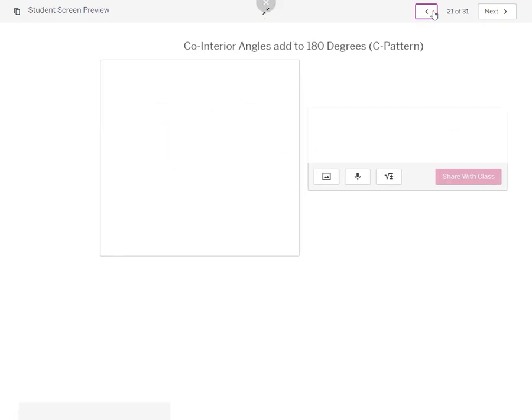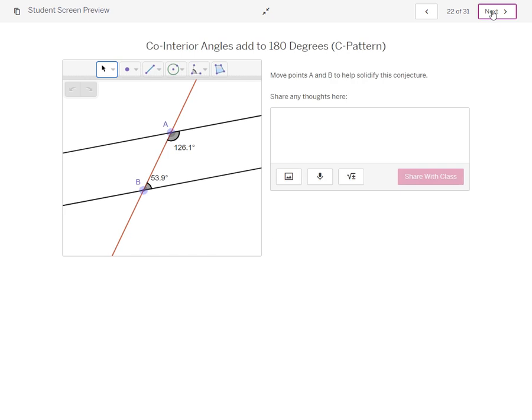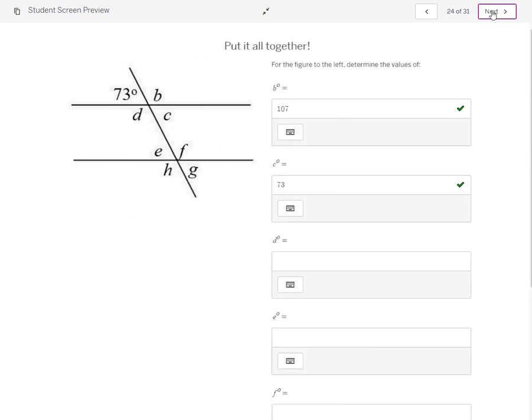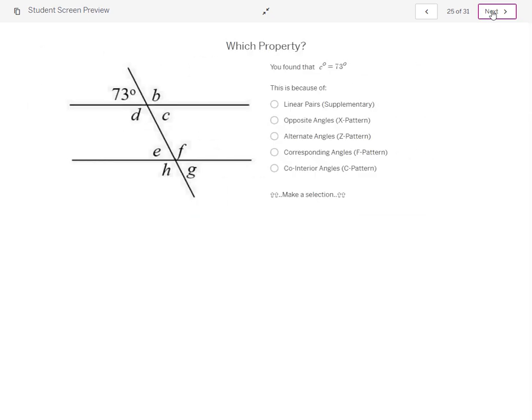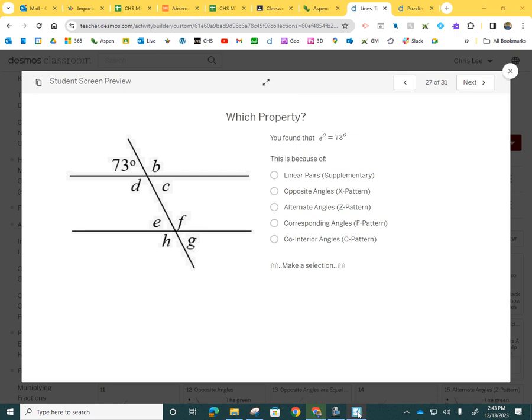There's different ones for you to play around with as you're discovering all the different angles and questions. You can check and see if you've understood it. This also talks about which property did you use to do that. So if this is 73, this is C, that's opposite, so that's the X pattern. I used that one to get that this was 73. And then you found that this one, well, that's supplementary angles, right? Because this is 107. So just some stuff to play around with. So you can finish that Desmos activity.